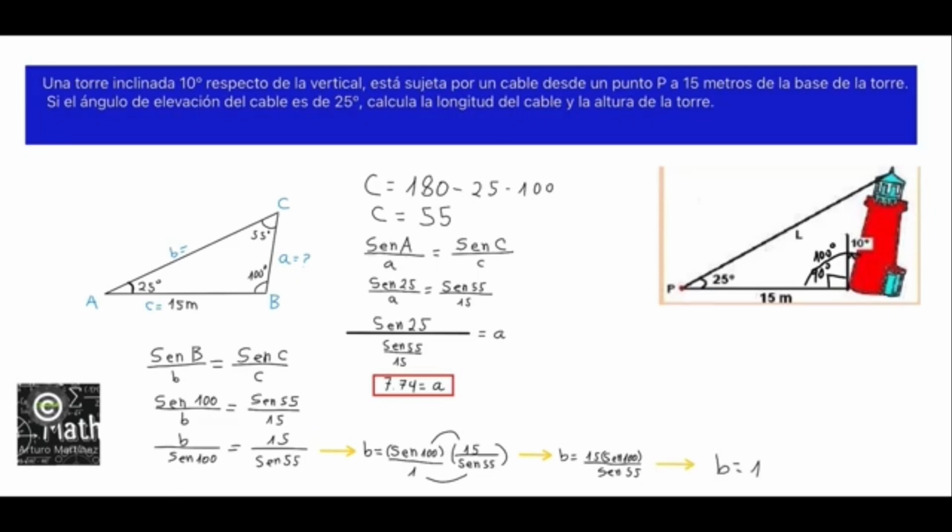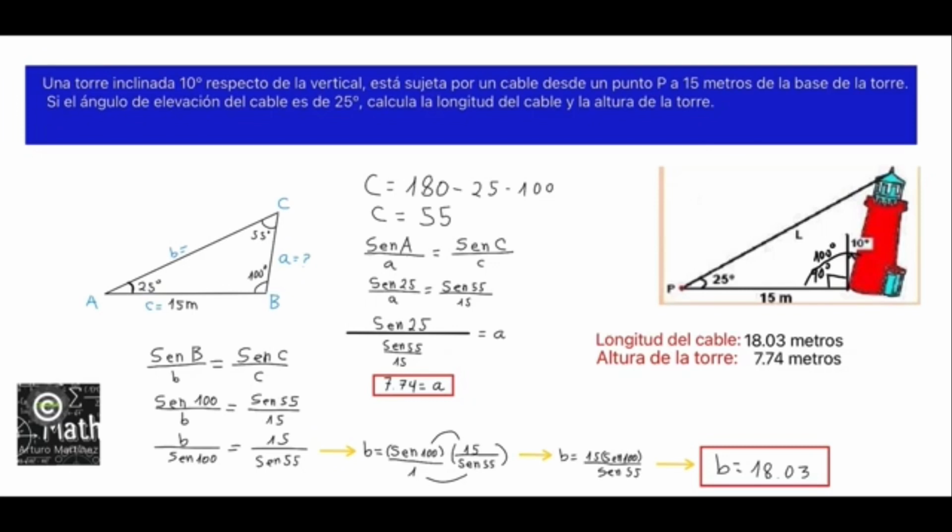It only remains to write the answer of the problem. The length of the cable is 18.03 meters, and the height of the tower is 7.74 meters, thus solving the questions of the statement.